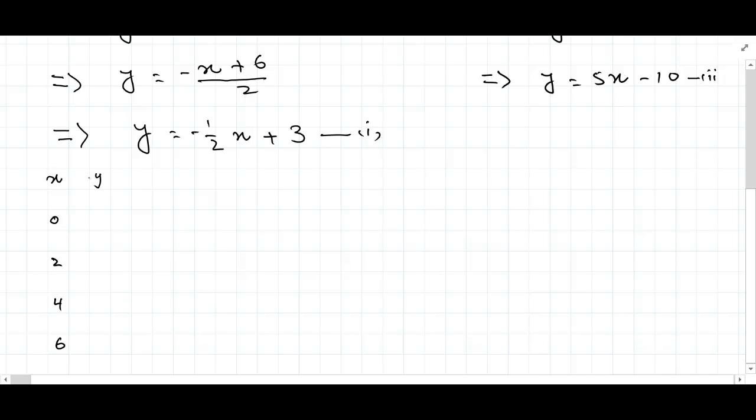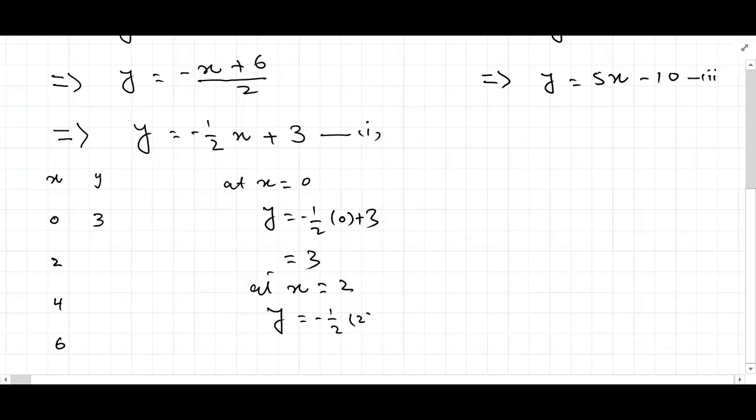Here we will find values for y. At x equal to 0, y is equal to minus 1 by 2 times 0 plus 3. That will give us y equal to 3. So against x equal to 0, we have y equal to 3, and at x equal to 2, y is equal to minus 1 by 2 times 2 plus 3. Minus 1 plus 3, that will give us 2.